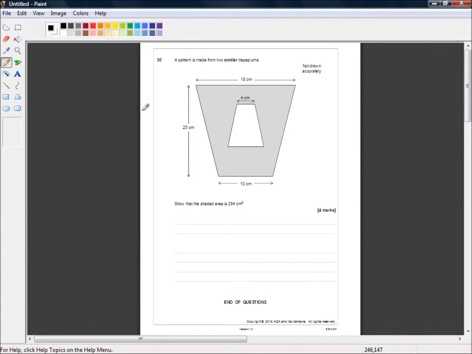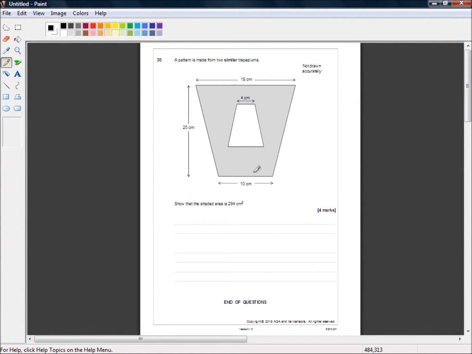This is the second paper in the foundation tier and we're picking up in question 30. A pattern is made from two similar trapeziums. Show that the shaded area is 294 centimeters squared.